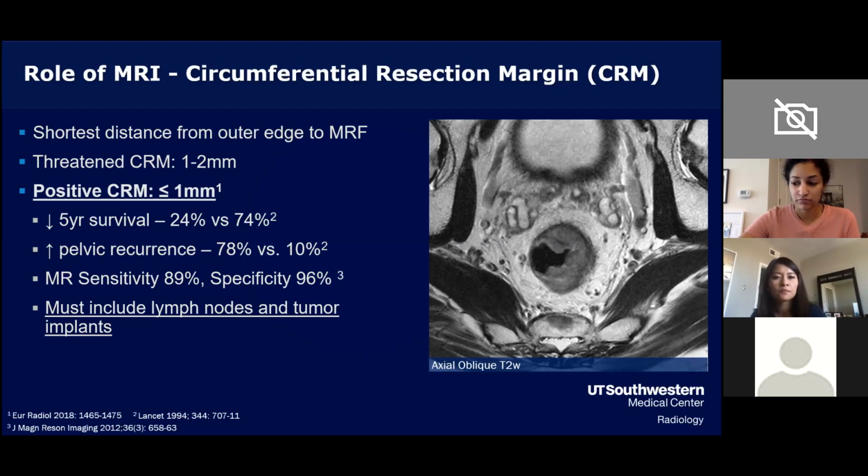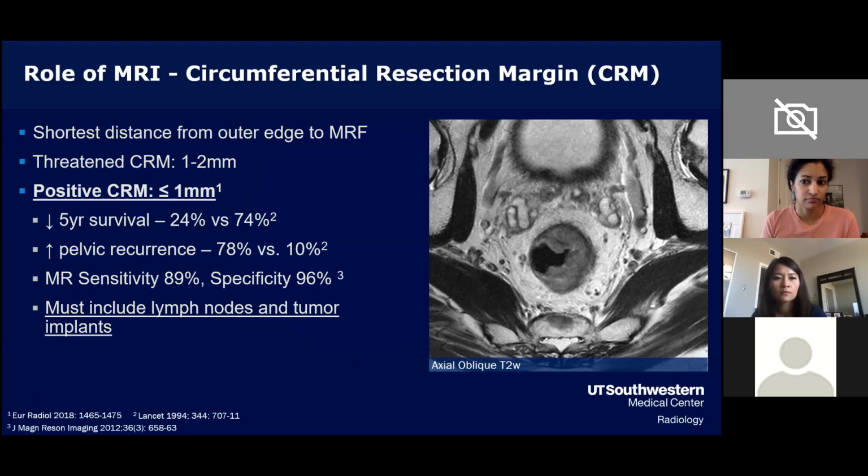The mesorectal fascia serves as a natural dissection plane for the surgeon. So when the tumor is within 1 millimeter, it's considered positive, and the surgeon really needs to know that. And this is again important because it predicts 5-year survival, much lower 5-year survival when you have a positive CRM, and much higher rates of pelvic recurrence if you have a positive CRM compared to when you don't.